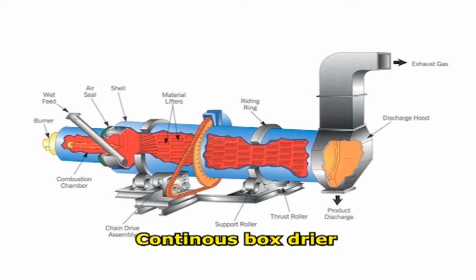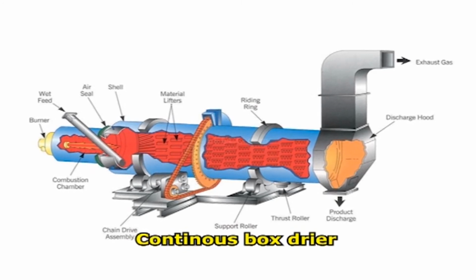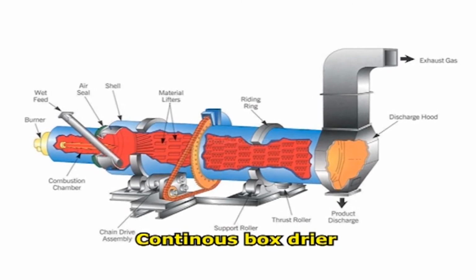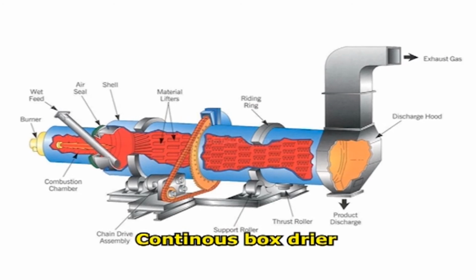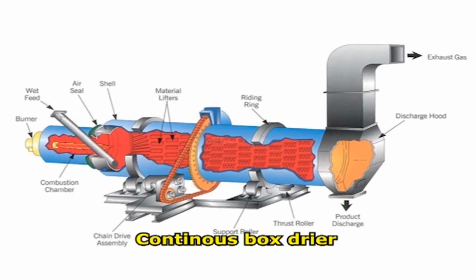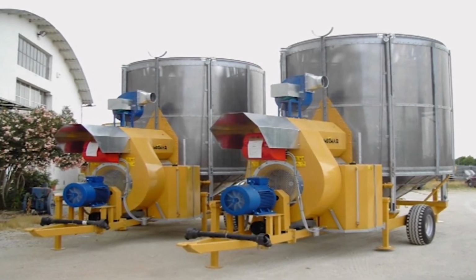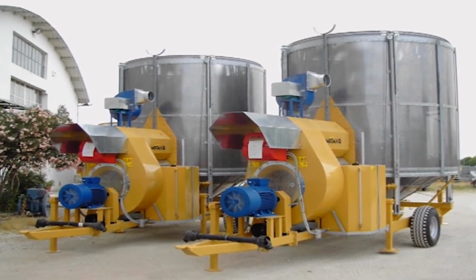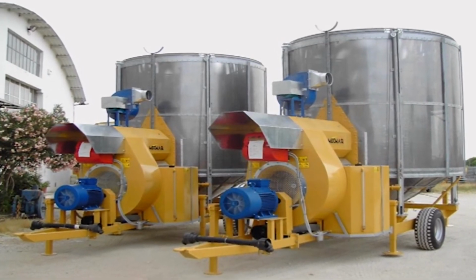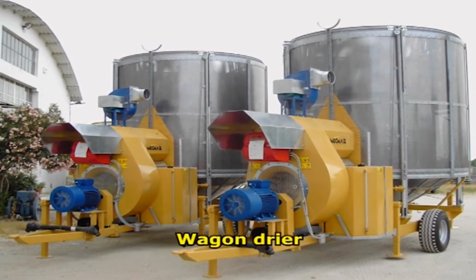A continuous box dryer is a large dryer where perforated boxes that hold large quantity of seeds move into the dryer and are held until dried. As one box dries, another box moves into the dryer. A continuous box dryer can also be called a wagon dryer.